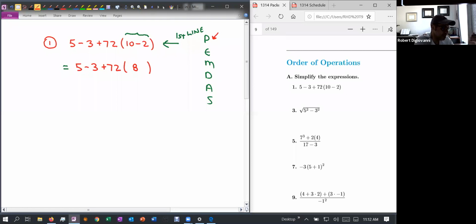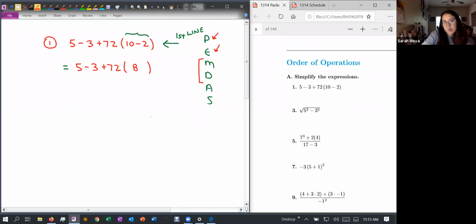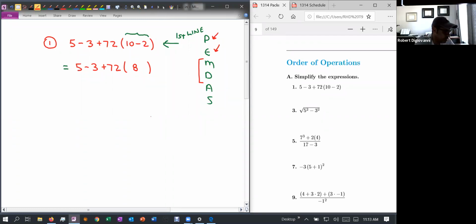So because of that, I'm going to move on to the next thing, which is E, exponents. Exponents are like if you have 4 to the 3rd power. We don't have any exponents here. Everything is just a number. So we move on to the next thing, which is to do any multiplications and divisions from left to right. Do we have any multiplications or divisions? We do have a multiplication. Where is it? 72. Yeah, it's not written, but it's understood.